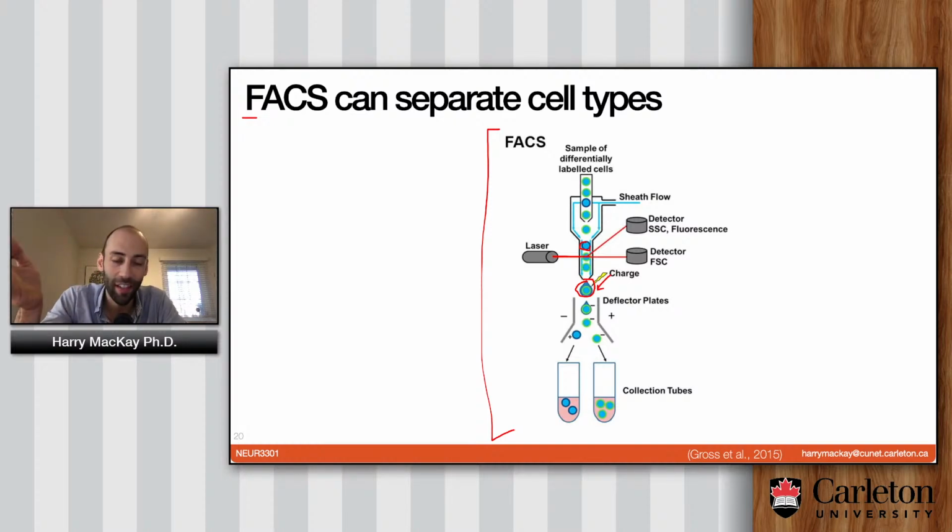Okay, so it's able to make this decision tens of thousands of times a second as cells fly through. It'll look at each one at a time and say, is this a neuron or is it not a neuron?